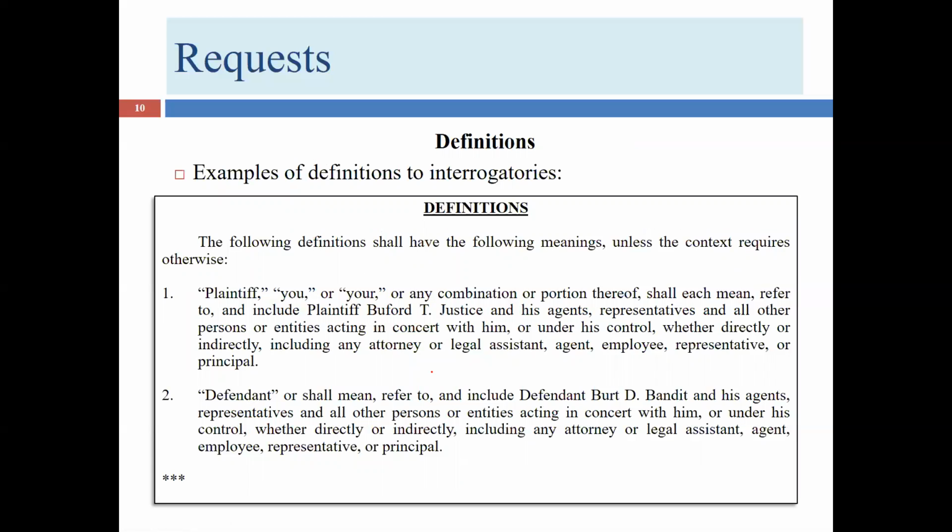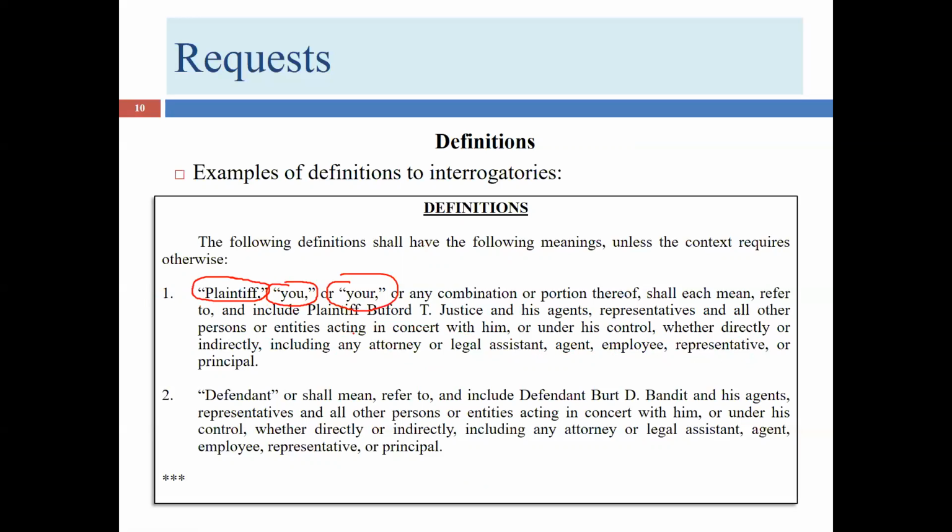Here's some examples of definitions. The following definitions shall have the following meanings unless the context requires otherwise. You can see they're going to be in quotes, so when you define a term, put it in quotes. So we have plaintiff, you, and your, or any combination or portion thereof, shall each mean referred to and include plaintiff Buford T. Justice and his agents, representatives, and all other persons or entities acting in concert with him or under his control, whether directly or indirectly, including any attorney or legal assistant, agent, employee, representative, or principal.